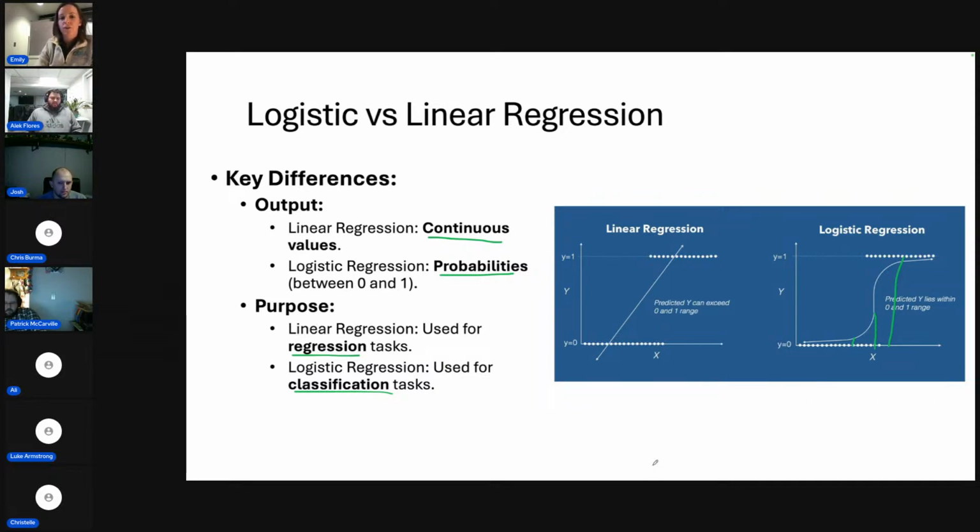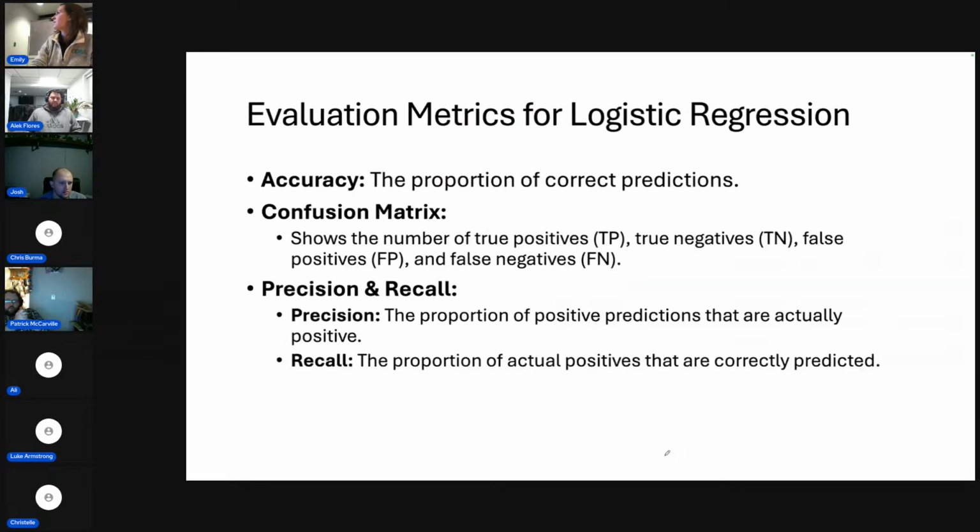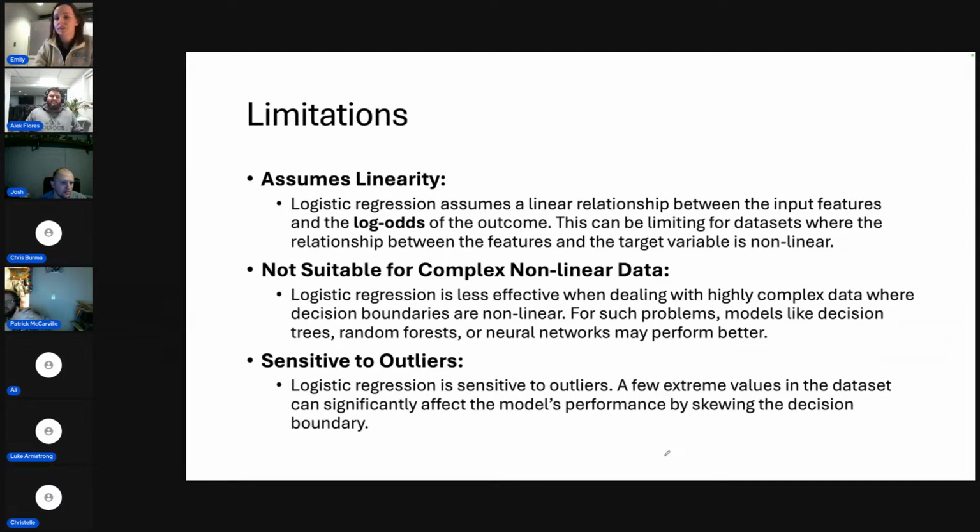Okay, are there questions on the difference between linear regression, logistic regression? All right, I know it says breakout, but I'm going to go through these last 2 slides. I think I have 2.